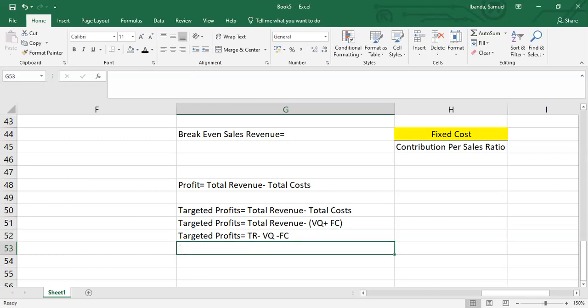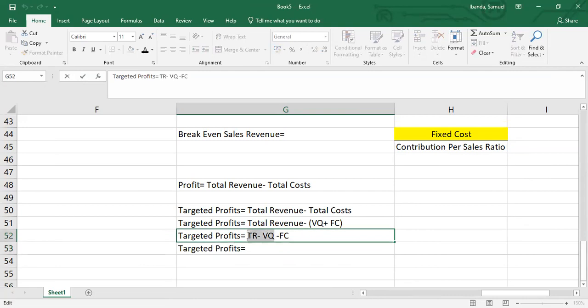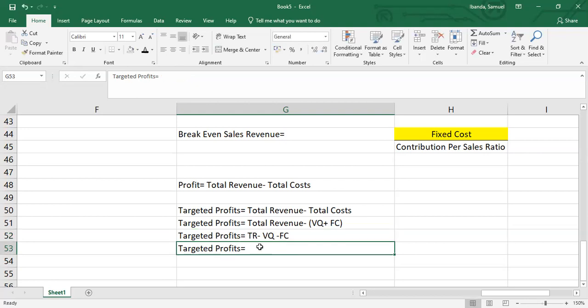Now, if you realize, we say that contribution is the same thing as total revenue minus variable costs. So this formula can also be like this. This is contribution: total revenue minus variable costs. So this can be: total profits is equal to, you can call it total contribution, minus fixed costs. Total profits is equal to total contribution minus the fixed costs.